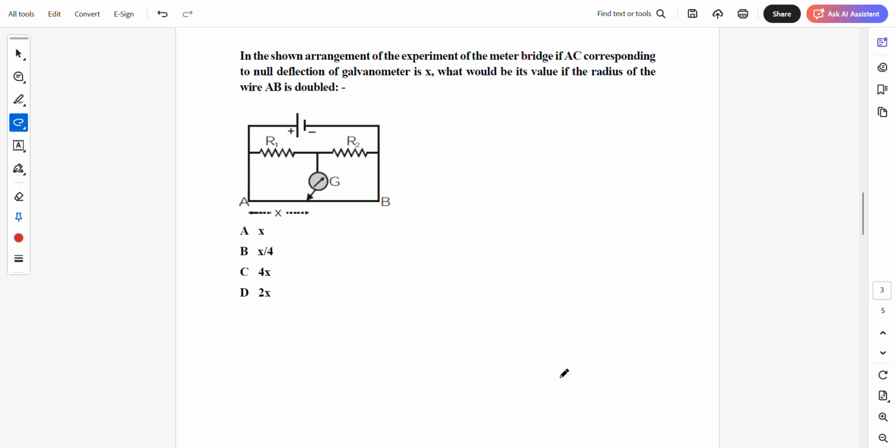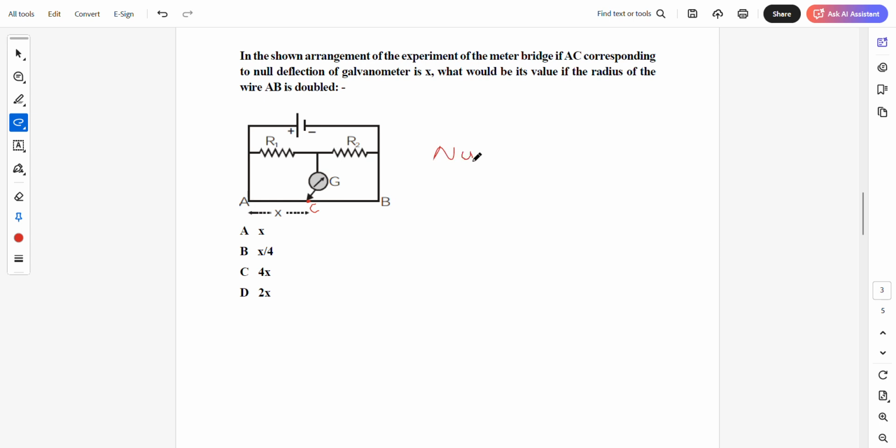In the shown arrangement of the experiment of the meter bridge, if AC corresponding to null deflection of the galvanometer is X, this is C, this is the balance point. What would be its value if the radius of the wire AB is doubled?